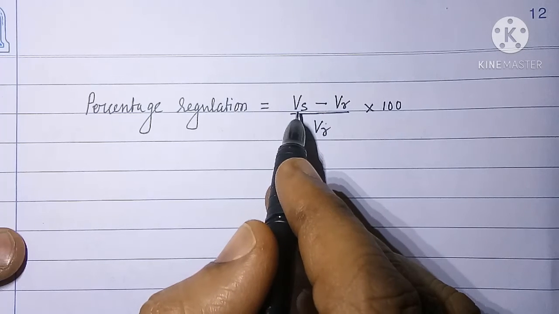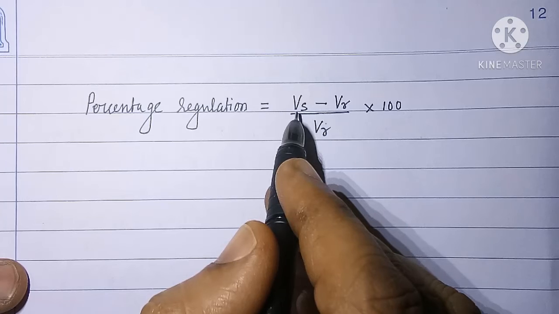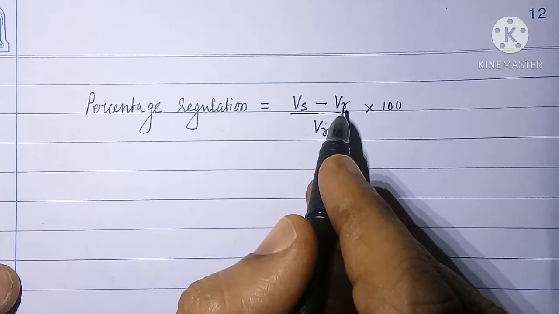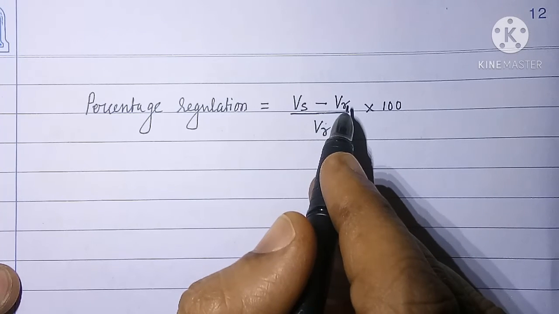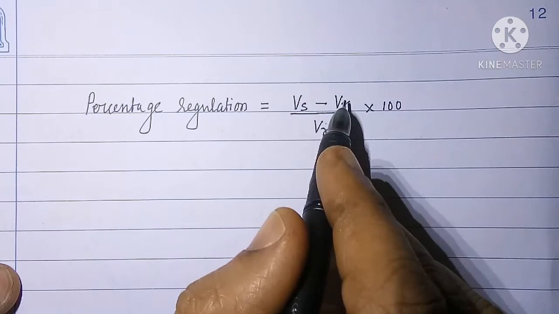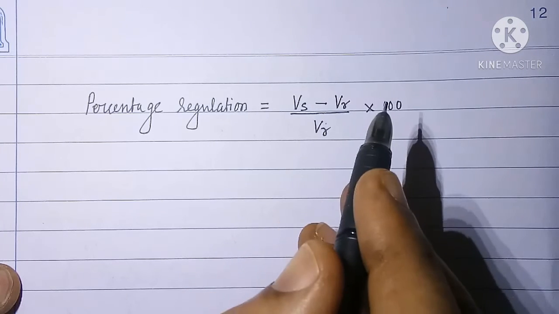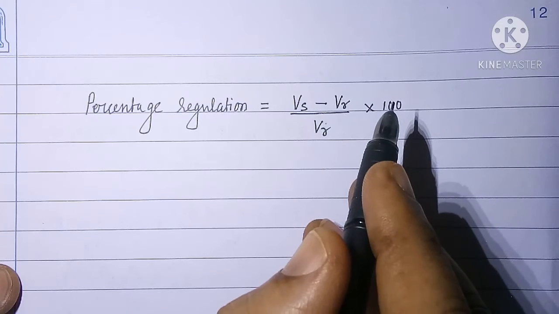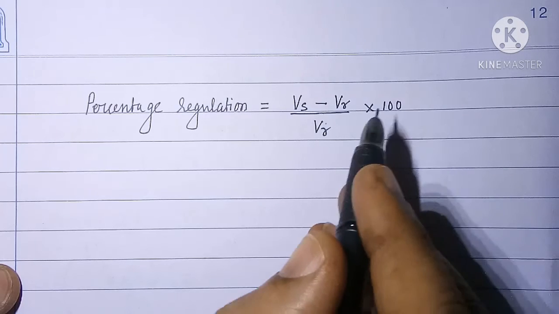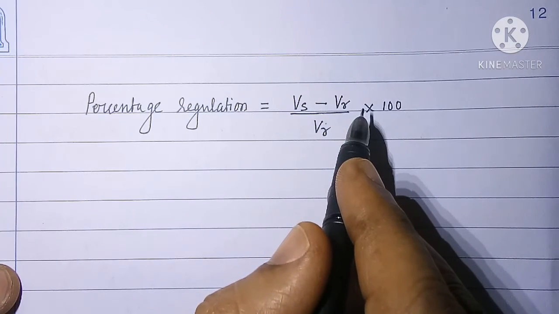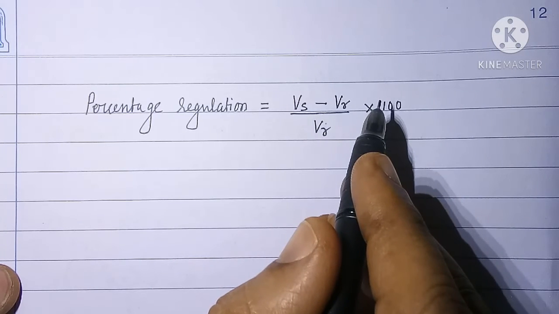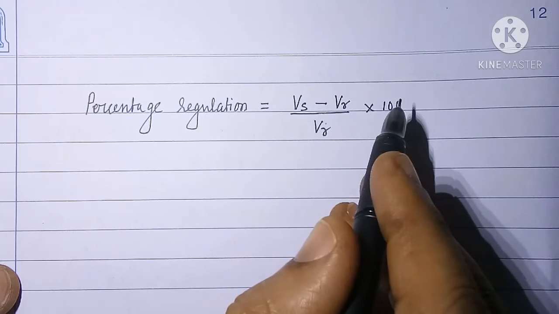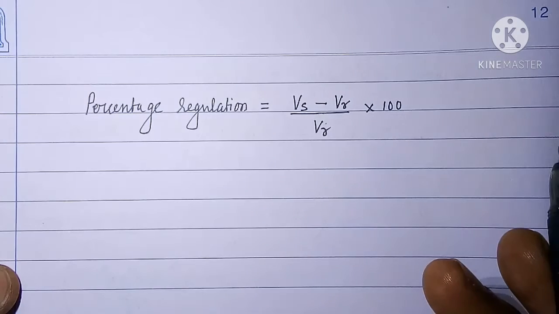No load voltage is equal to sending end voltage. We have just now written. The terminal voltage may be anything depending on the load. We call this Vr as full load terminal voltage if the transmission line is transmitting the rated power, and we call Vr as half full load receiving end voltage if the transmission line is transporting 50% of the rated power.